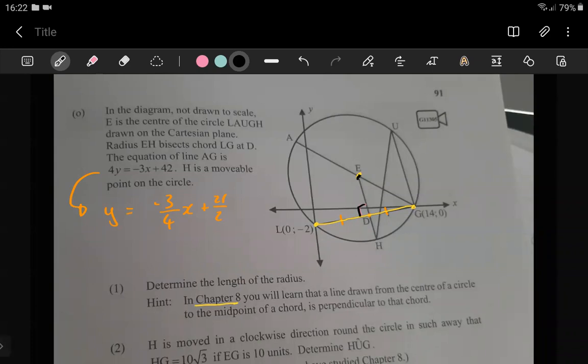Yeah. I see. So looking at this question and looking at the sketch, the first thing that comes to mind is it feels as though we're not given enough information. It's just a feeling, you know, because it's like, hey, come on, man. Where is the information? So let's try and read again. In the diagram, not drawn to scale, E is the center of a circle in the Cartesian plane. The radius EH bisects the chord at D. The equation AG has this equation here. And then it says here, H is a movable point on the circle. Determine the length of the radius.